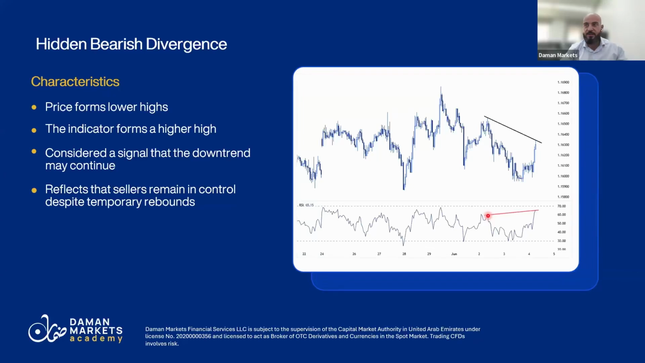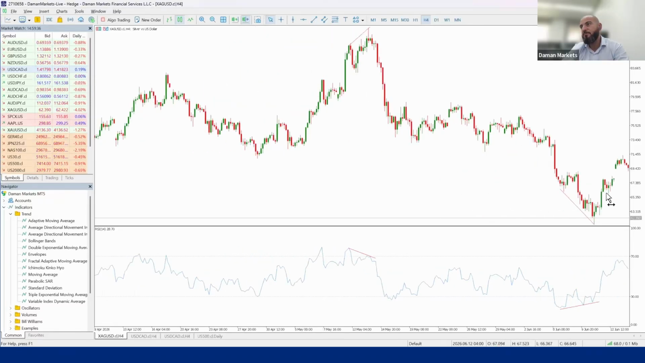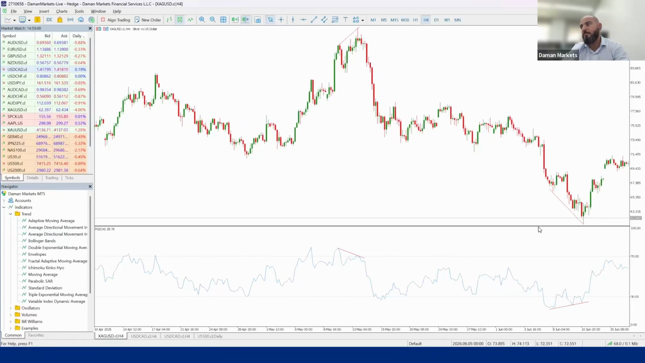Going back to the silver chart here, we are moving in a downtrend. Okay, we are moving in a downtrend. What happened here? Top, lower top, lower top. When it comes to the oscillator, we have top, lower top, higher top.